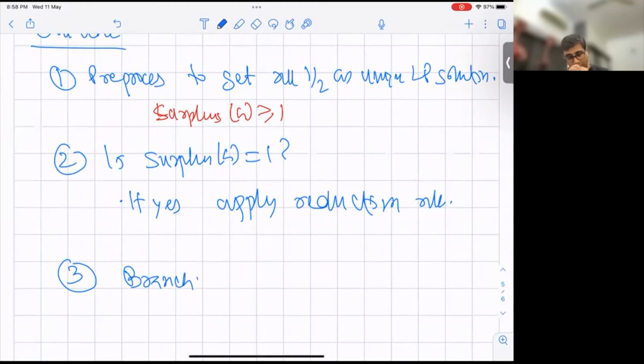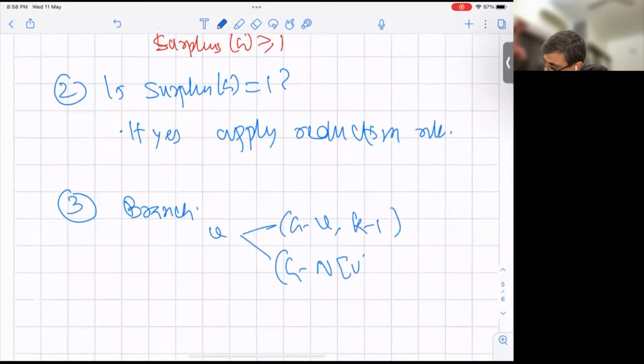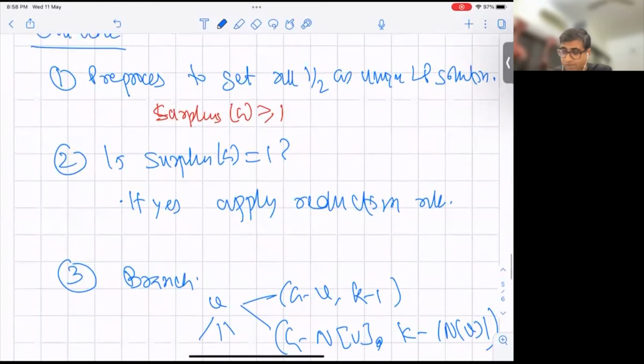Branching will simply be: pick a vertex, and in one branch it will be G minus v, you include v in the solution and decrease your parameter by 1. In the other branch you delete v and its neighborhood and decrease your parameter by the size of the neighborhood, because in any vertex cover, either the vertex goes or all of its neighbors. That's all. So this is our algorithm. Up until now, we have understood step 1. Now we have to understand step 2, and then we will analyze.